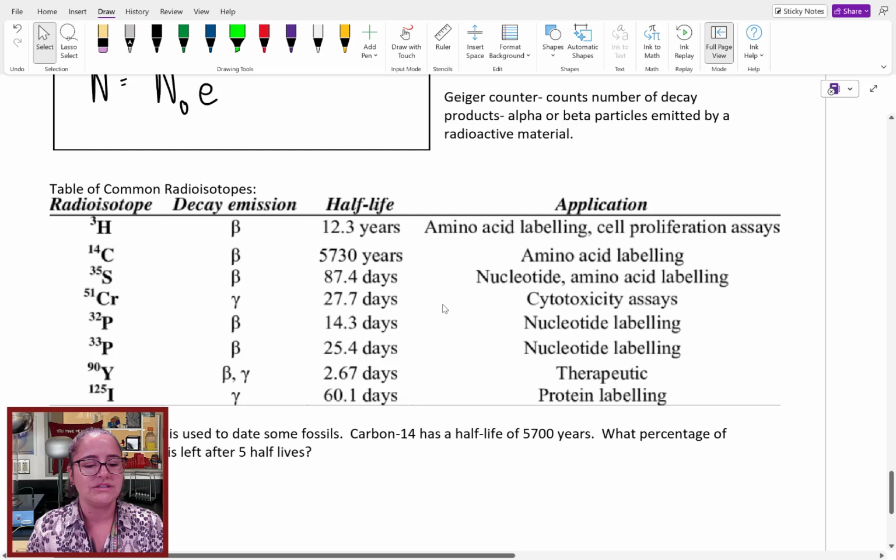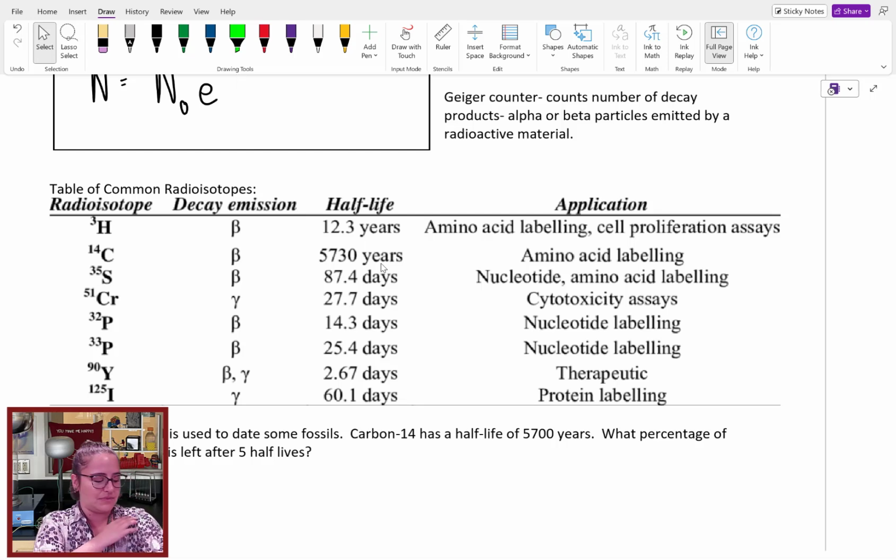Ooh, but before we do that, here are just some examples of the scale of half-lives. You guys have probably heard about carbon dating, okay? Carbon-14 has a half-life of about 5,700 years. So we can use that for things that are on the order of tens of thousands of years old.